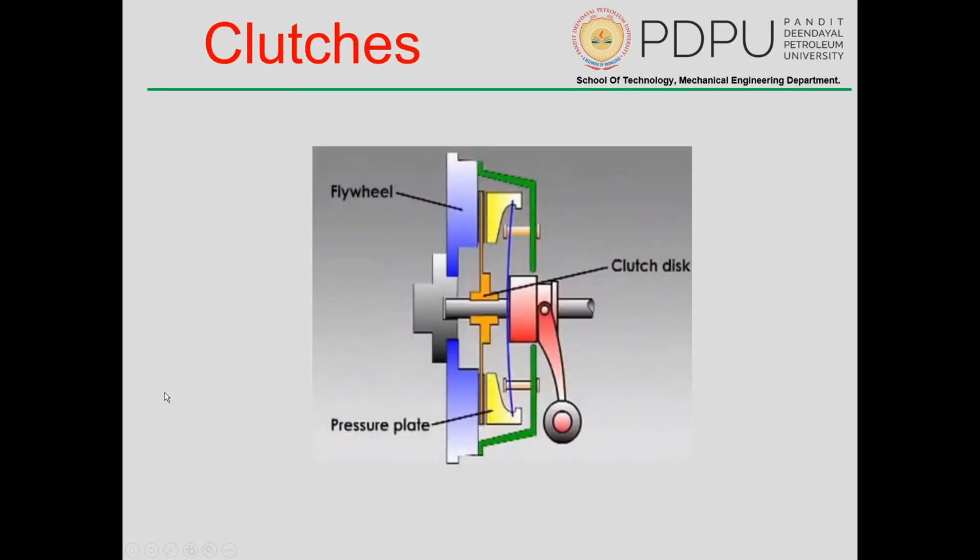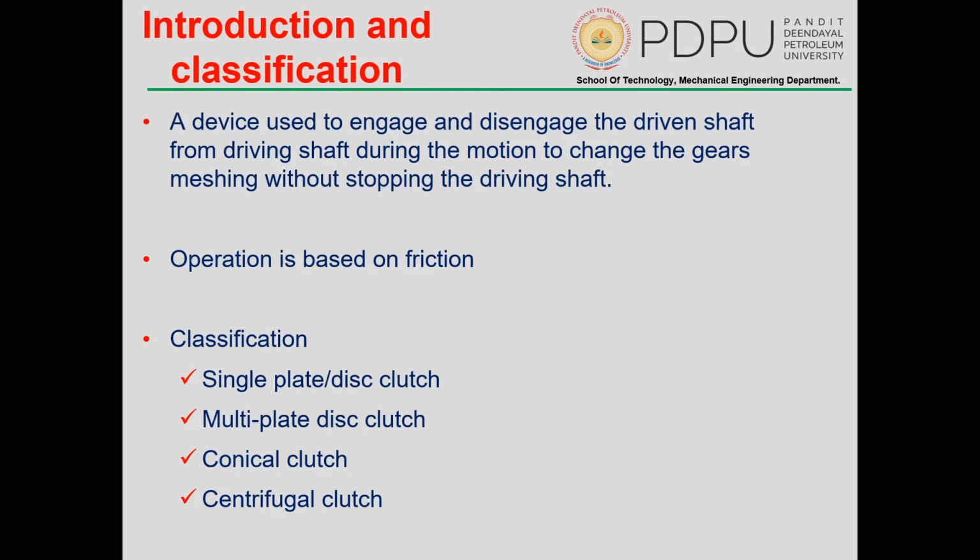Now moving ahead to the clutches. A clutch is a device to engage and disengage the driven shaft from the driving shaft during motion, to change gear meshing without stopping the driving shaft. So basically, it allows a temporary disengagement from the driver to the driven shaft, and this temporary disengagement can be used for changing the gears and such. The operation is based on friction, and the classification can be single plate clutch, multi-plate clutch, conical and centrifugal clutch. Let's look at it one by one.